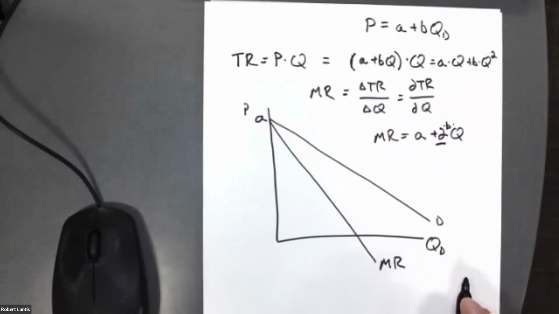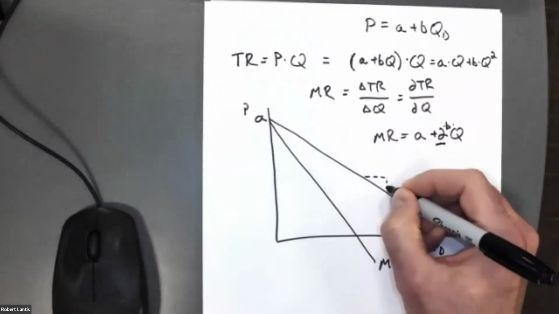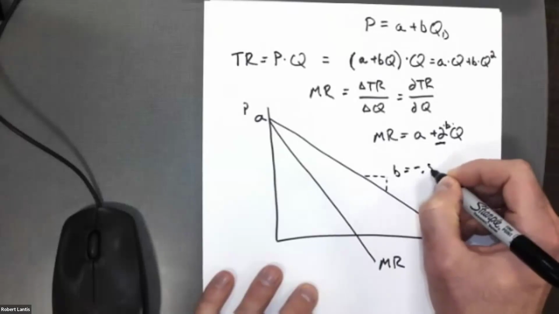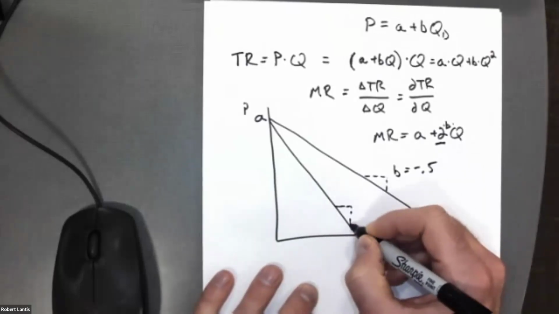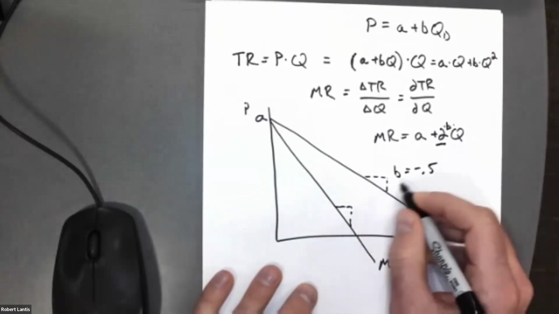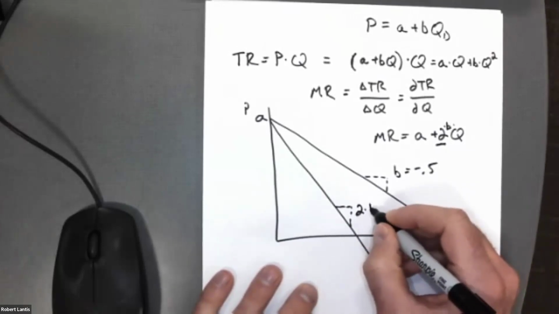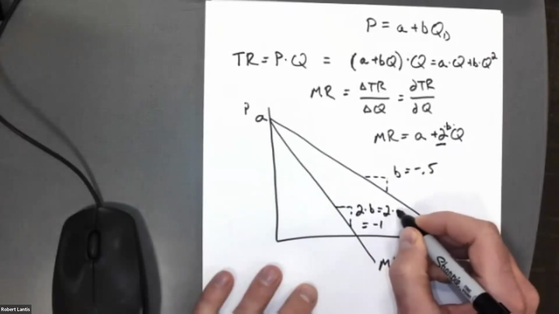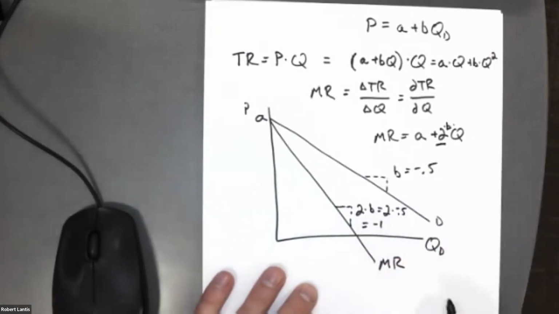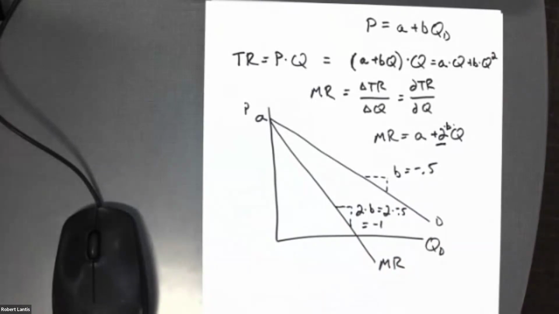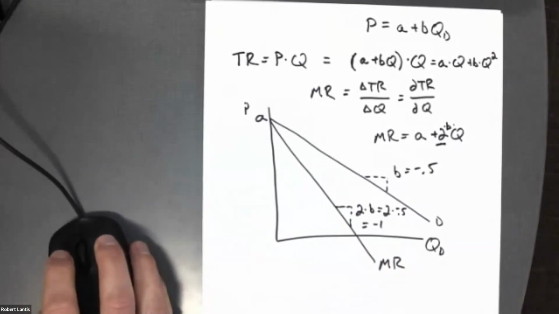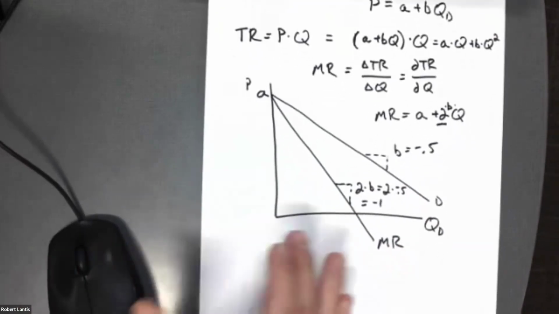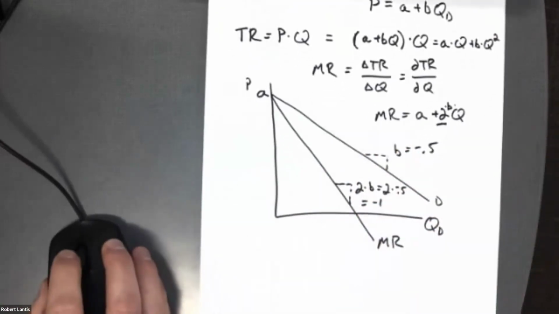All right. So in our other example, the slope of the demand curve, B, was negative 0.5. And then we said the slope of our marginal revenue was what? 2 times B. So it should be negative 1, 2 times negative 0.5. So twice as steep as our demand curve. Okay. Any questions on this idea before we keep moving?